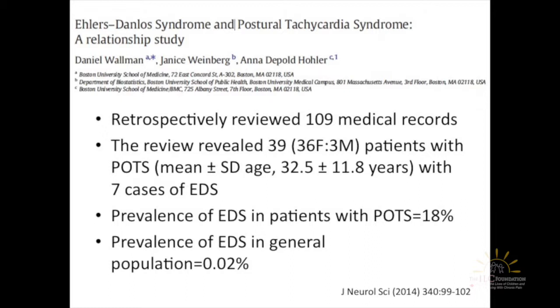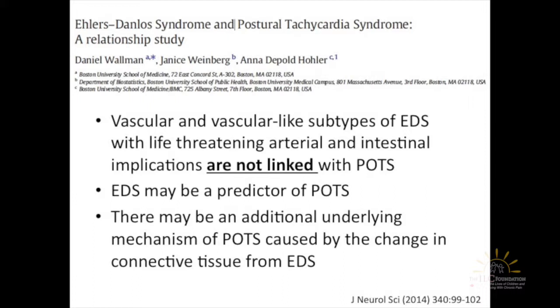And that's what I want to transfer to my colleagues in general practice. You need to understand that this is a subset of patients that can have both syndromes. Now, the vascular subtype of EDS is not associated with POTS or with dysautonomia, and I want to make that clear based on the recent data.